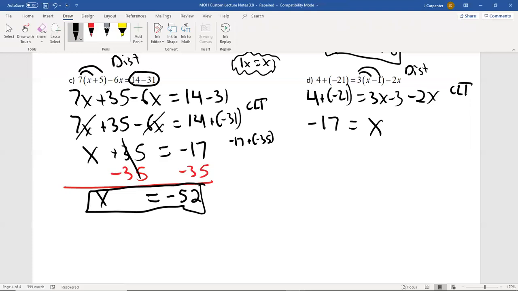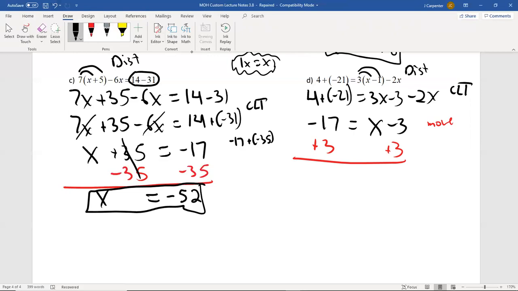So the 3x minus the 2x, there's really a 1 there, but we just don't need to write it. Then we bring down the minus 3. Now we're ready to move things. The minus 3, we can add 3 to both sides, because that's our variable side. The negative 17 plus 3, once again, DSL. I told you this book loves DSL.